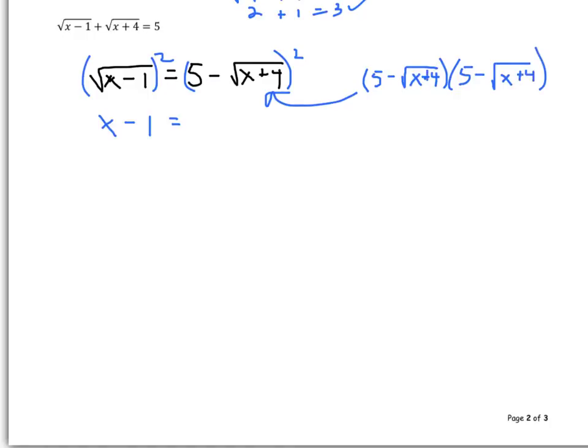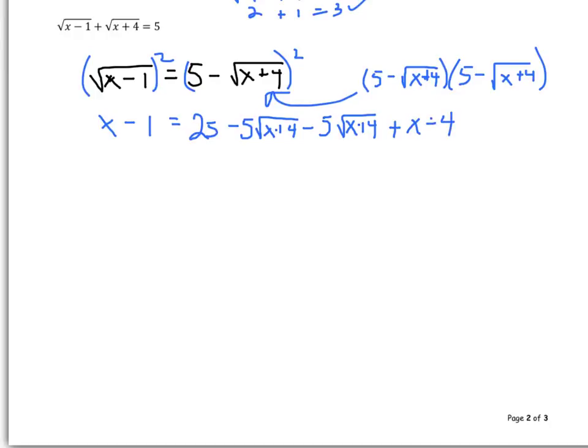Wow. That's quite an expression. So here we go. 5 times 5 is 25. 5 times the negative radical is negative 5 times the radical. 5 times the radical again gives me 5 times the radical. Again, both of those are negative. And then finally the radical times itself will just give me the radicand.